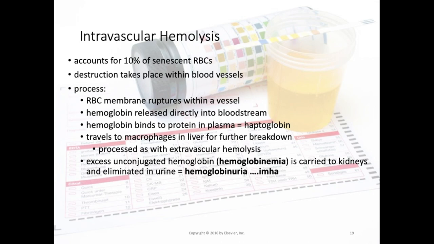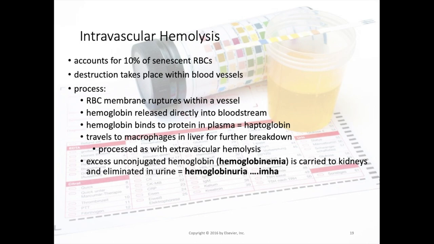So hemolysis, of course, is the breakdown of red blood cells, the lysis. Excess unconjugated hemoglobin is carried to the kidneys and eliminated in the urine. So then we get hemoglobinuria. So this is an example where on a urine dipstick we'll see hemoglobinuria, which means that the hemoglobin is being broken down within the vascular space, so within the blood vessels itself. And this relates directly to certain medical illnesses. So certain disease processes will cause this to happen in the actual vessels themselves. It's only 10%, so it shouldn't be more than that.